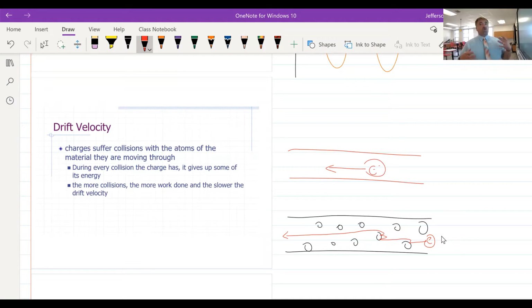So conductors aren't quite as nice and happy as you think. I kind of think of it as maybe like a road with a lot of potholes, okay? You go and, boom, you hit one, you slow down, whether you want to or not. But it turns out that the more collisions there are, the slower the charges go.